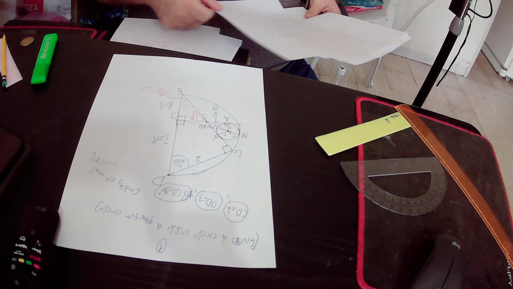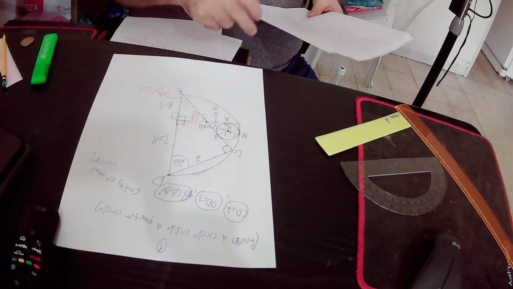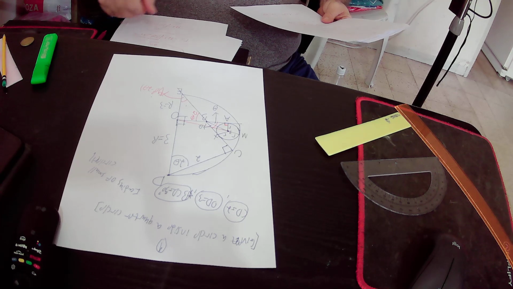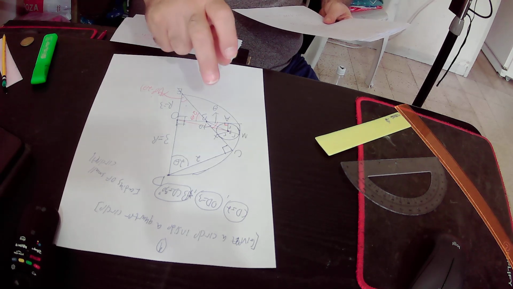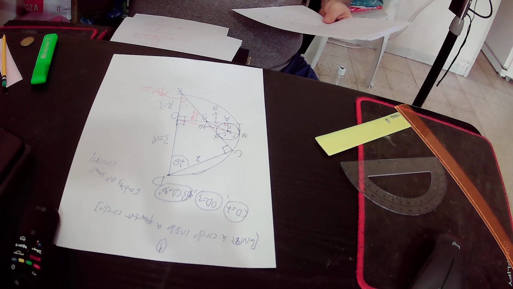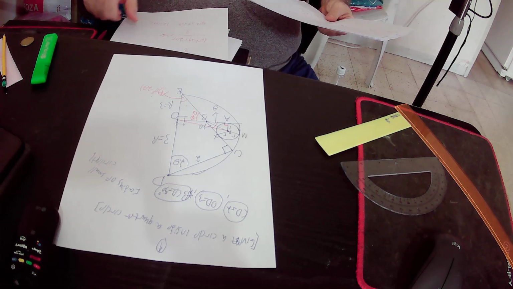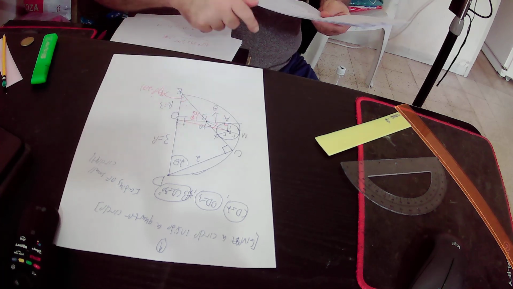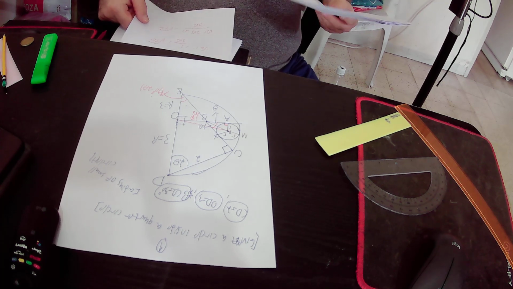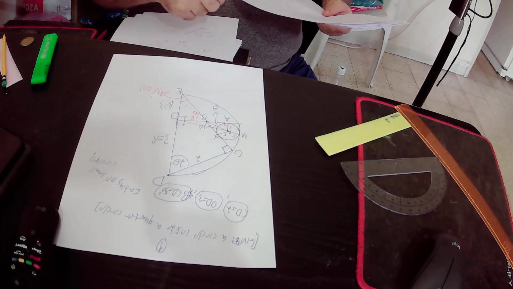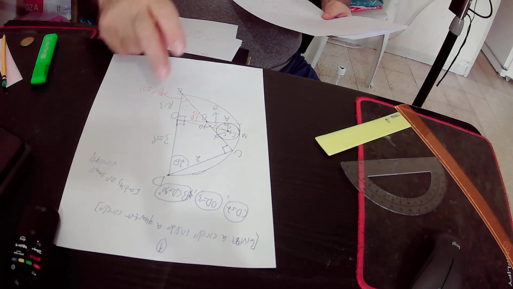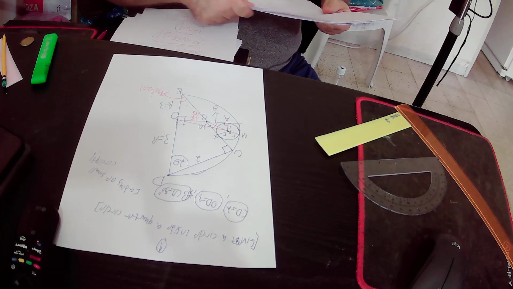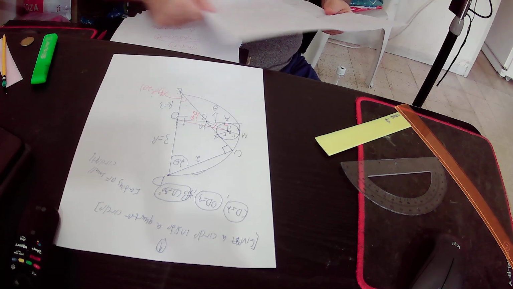Actually, we wanted to find out the radius of this small circle. The small circle is inside a quarter circle. We know that angle DCB equals to 90 degrees. We also know that CD equals to 2 units. And we also know that OD equals to 3 units. And we want to find out the radius of this small circle.